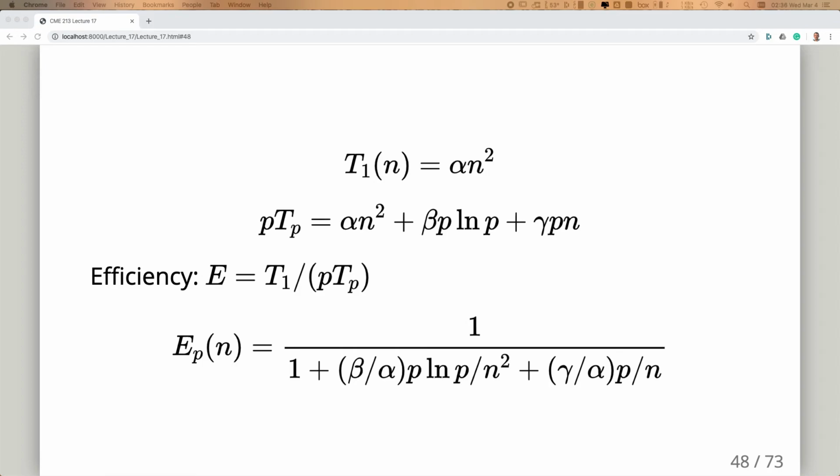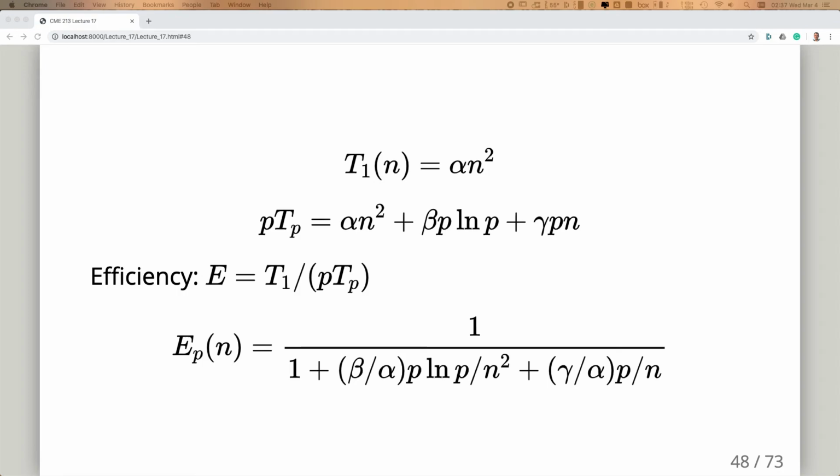Okay, actually, the exact constant doesn't matter. What we're after is what is this relation between P and N such that the efficiency is constant. Basically what this tells you is as you increase the size of the problem, how should you increase the number of processes such that the efficiency is constant? So if you increase P faster, the efficiency will go down. If you increase P slower, the efficiency will go up. And if you increase P exactly with this relation, then the efficiency will be exactly constant.